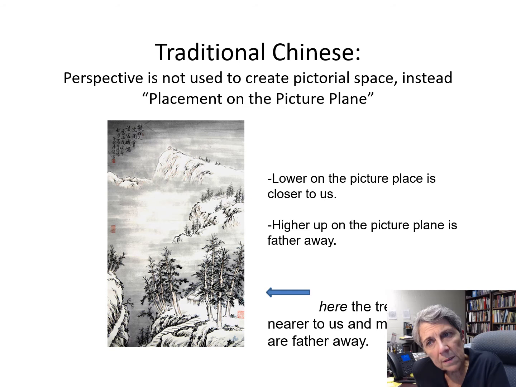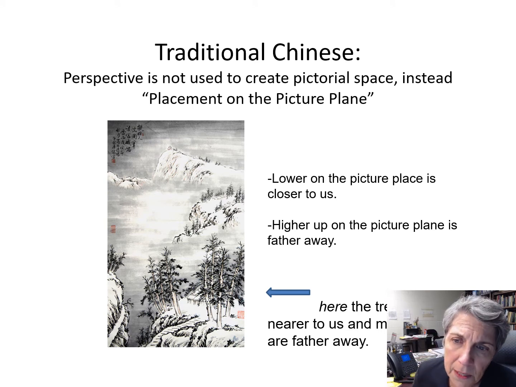Linear perspective, as you know, was developed in the Renaissance, and it creates an illusion of space. So if you're standing at the end of railroad tracks and you look down to the end, as far as you can see, well, those parallel lines converge to create a point. So this isn't using linear perspective. This is a placement on a picture plane.